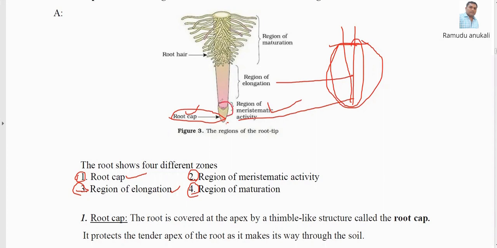The terminal part of the root, which is under the ground, is covered by a special cap-like structure called the root cap. It is a thimble-like structure and it protects the tender apex of the root as it makes its way through the soil. The main function of the root cap is to protect the parts behind it: the region of meristematic activity, region of elongation, and region of maturation. It also helps the root penetrate the soil.